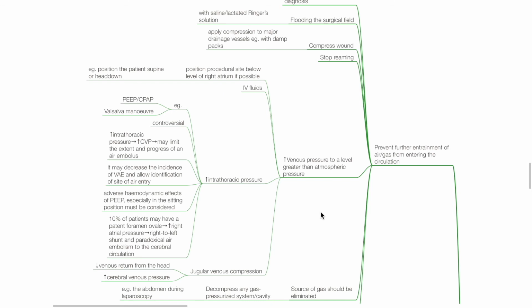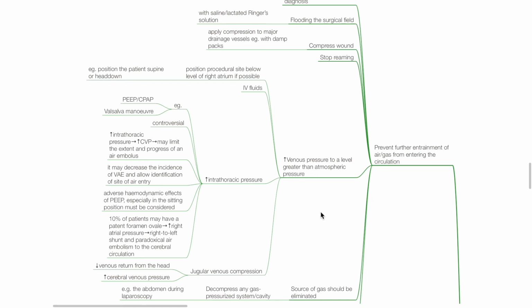However, this is controversial. Increased intrathoracic pressure increases CVP, and this may limit the extent and progress of a venous gas embolus. It may decrease the incidence of venous gas embolus and allow identification of the site of air entry. Adverse hemodynamic effects of PEEP, especially in the sitting position, must be considered.